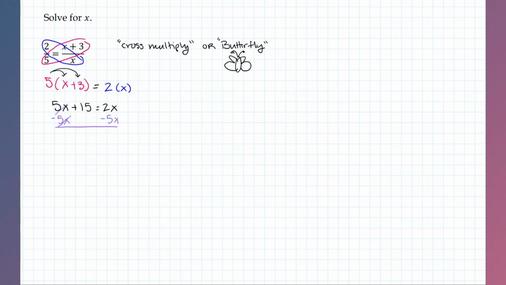We are left with 15 equals negative 3x. Then our last step here is to divide by negative 3 on both sides to get x by itself. We have 15 divided by negative 3, so we get negative 5 for x. And that is our butterfly effect.